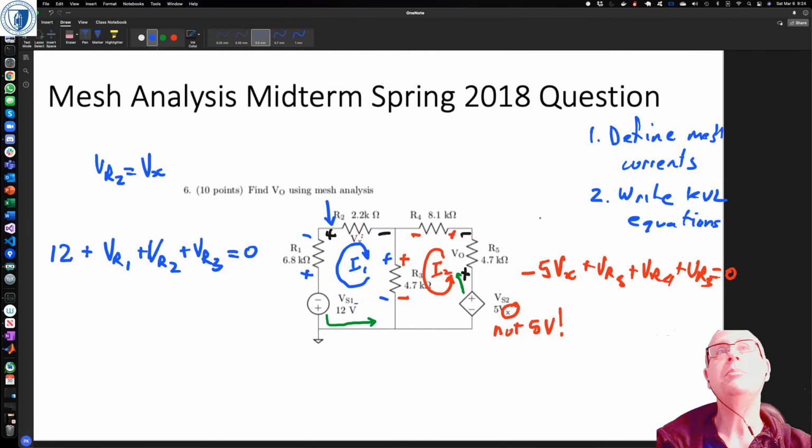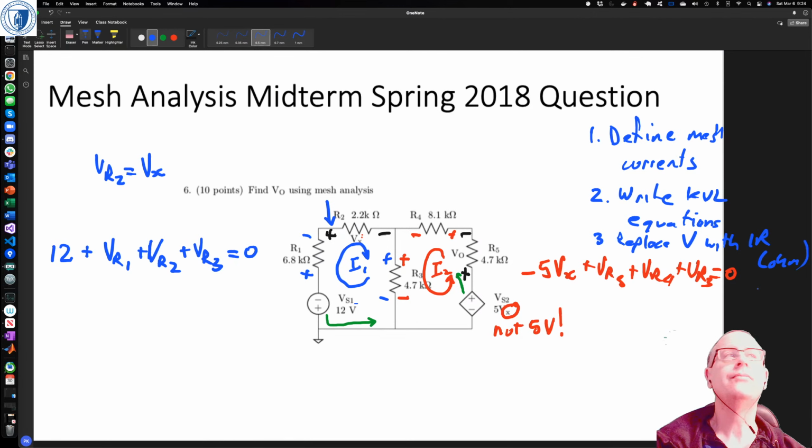The third step is to replace voltages with the IR, so use Ohm's law.